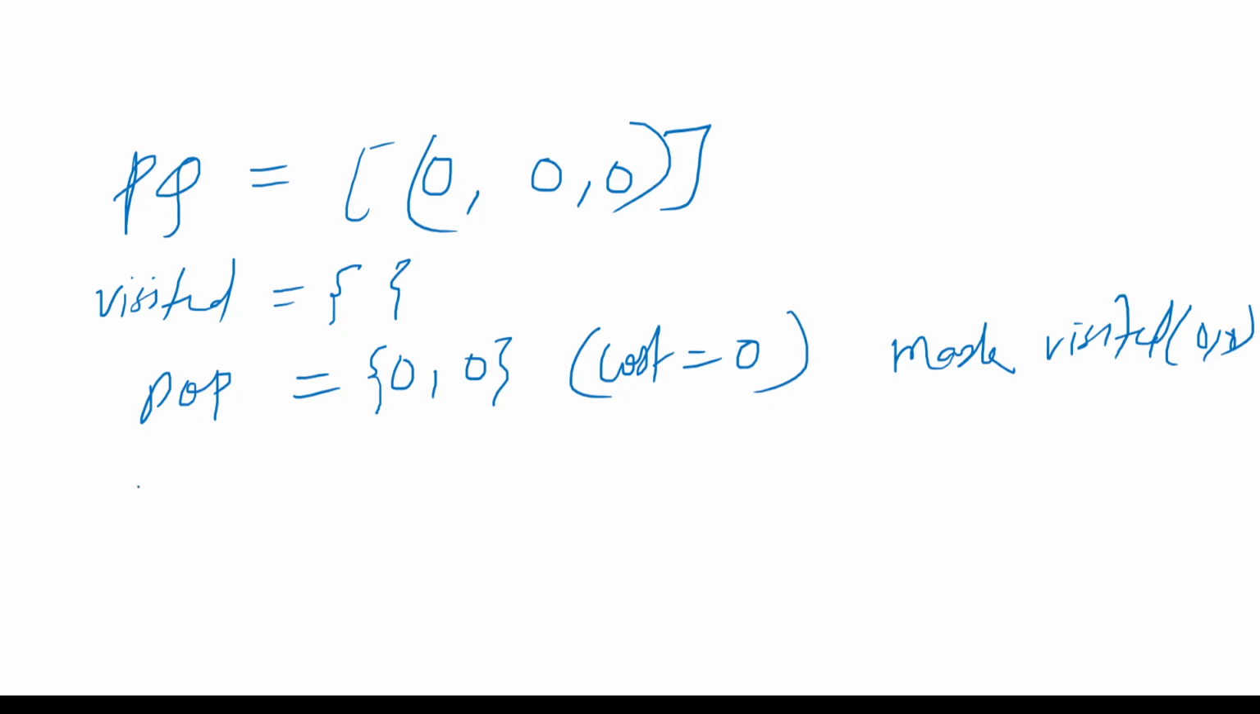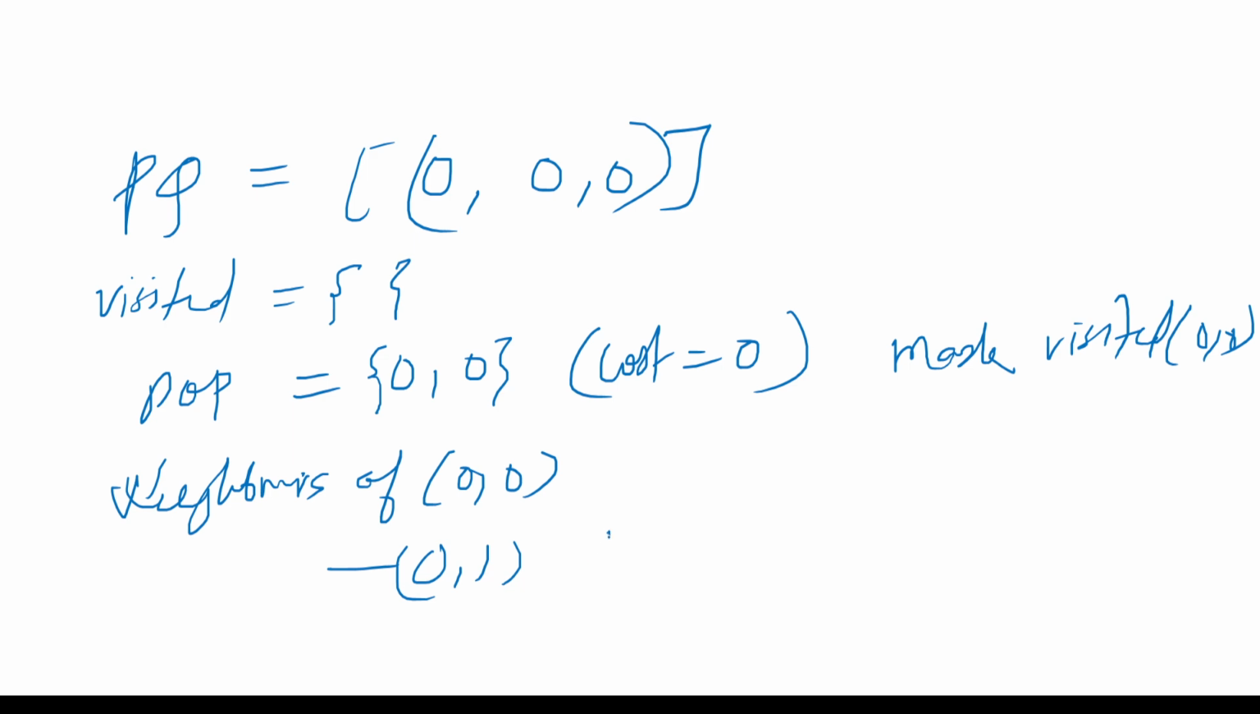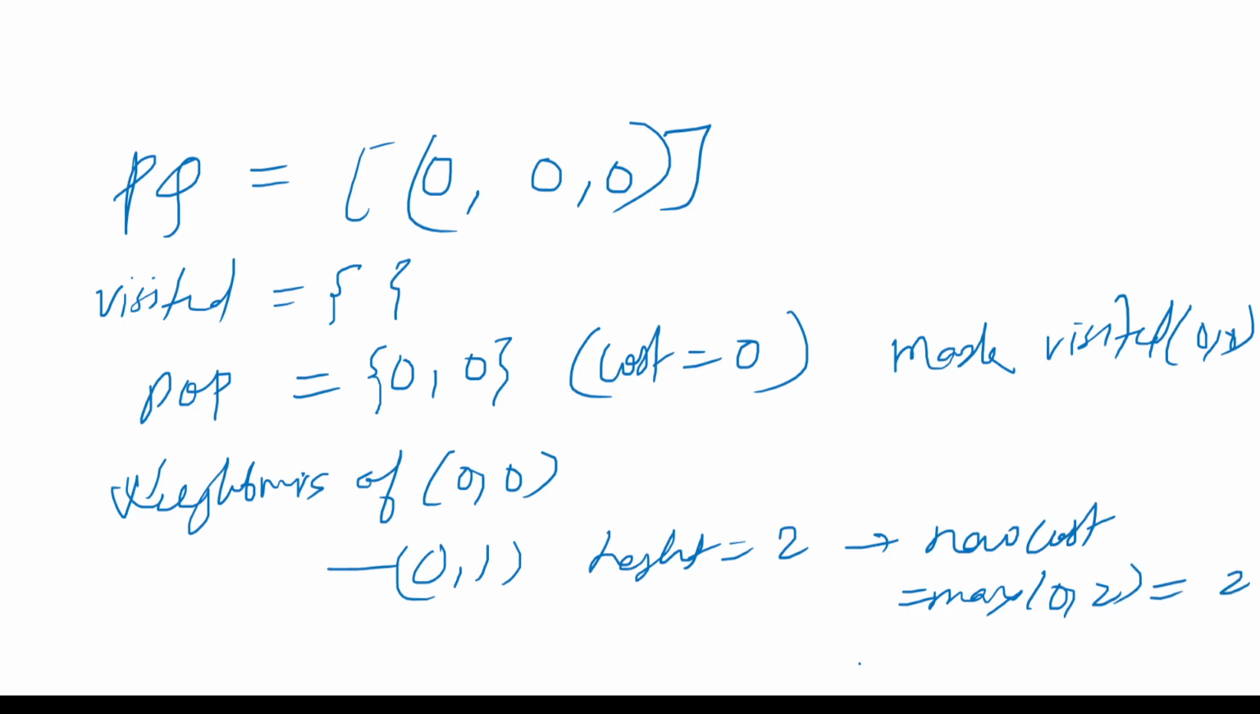What are the neighbors of this 0 0 cell? Very first is 0 1, and its height is 2. So we find the new cost, which is the max between 0 and 2, that is 2. So we push 2 0 1, like this. We'll keep adding there.